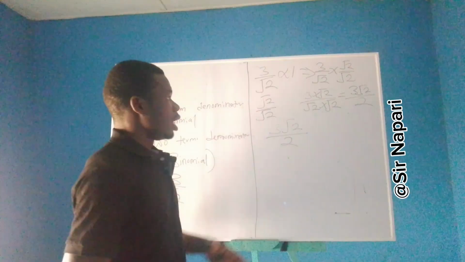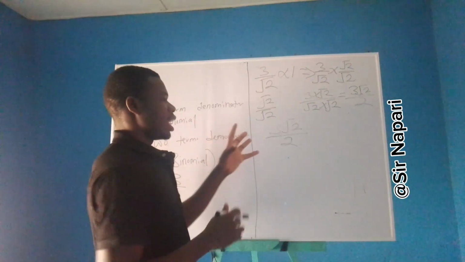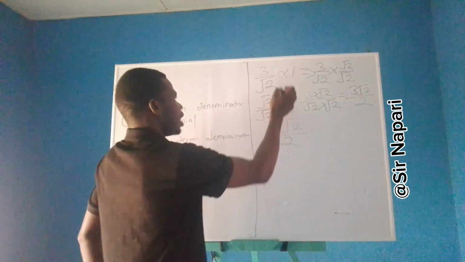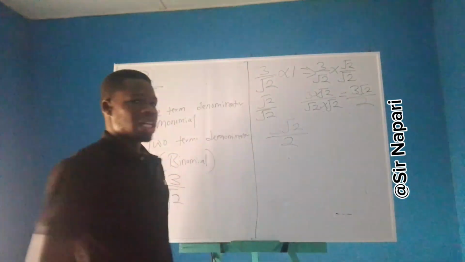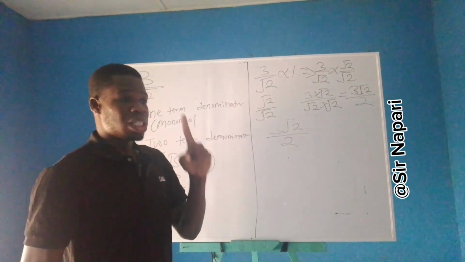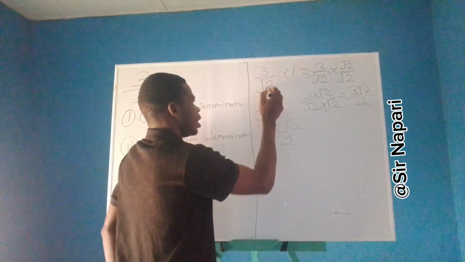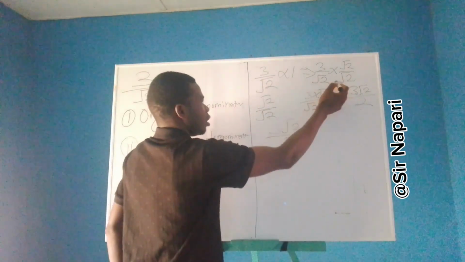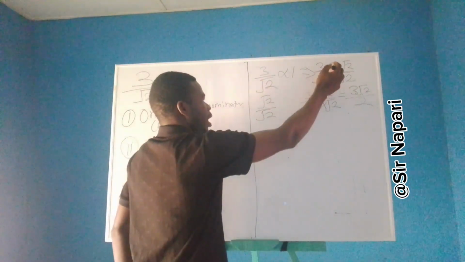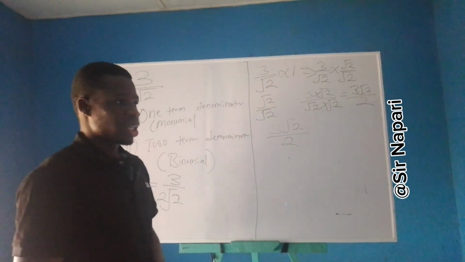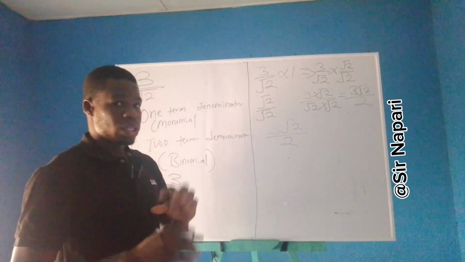Now, from this, anytime you are to rationalize a fraction which has a monomial denominator, all you need to do is take the denominator, multiply it by itself, take the same denominator and multiply by the numerator of that particular fraction, and then you go ahead to simplify.